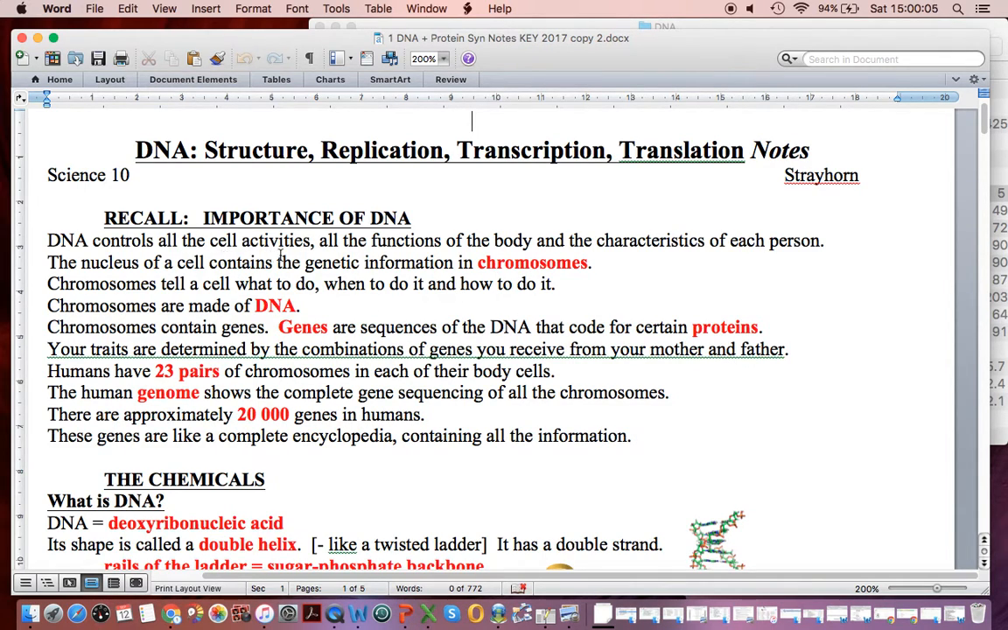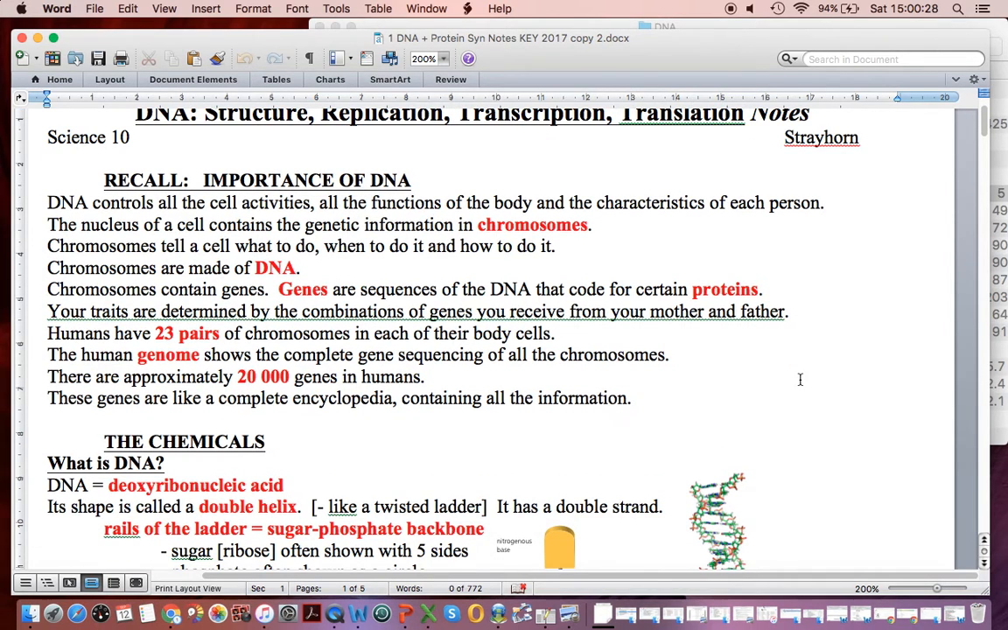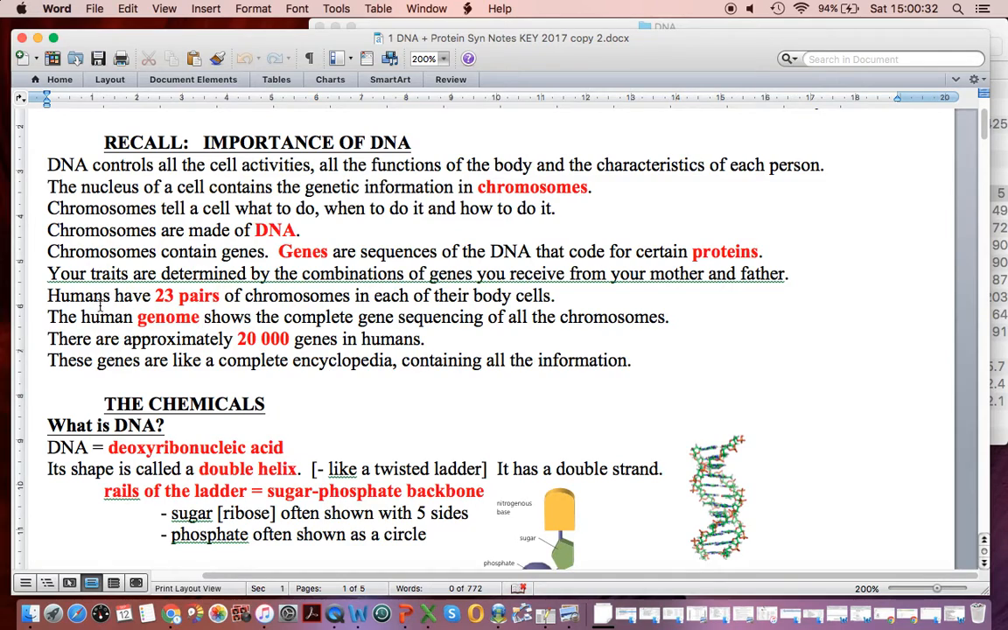So DNA controls all the cell activities, tells the cell what to do, when to do it, how to do it. The nucleus contains chromosomes which carry genetic information. Chromosomes are made of DNA, deoxyribonucleic acid. Genes are sequences of DNA that code for certain proteins. In the earlier videos, you should have seen that proteins have specific functions.